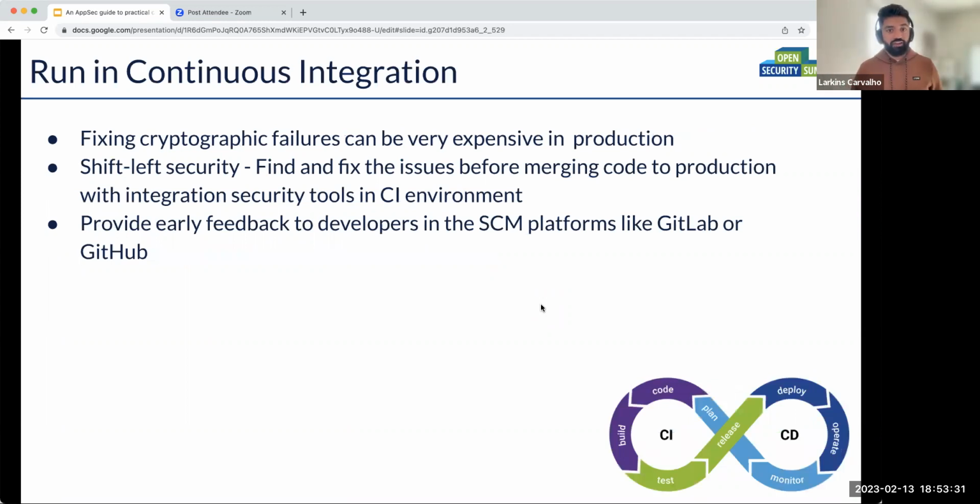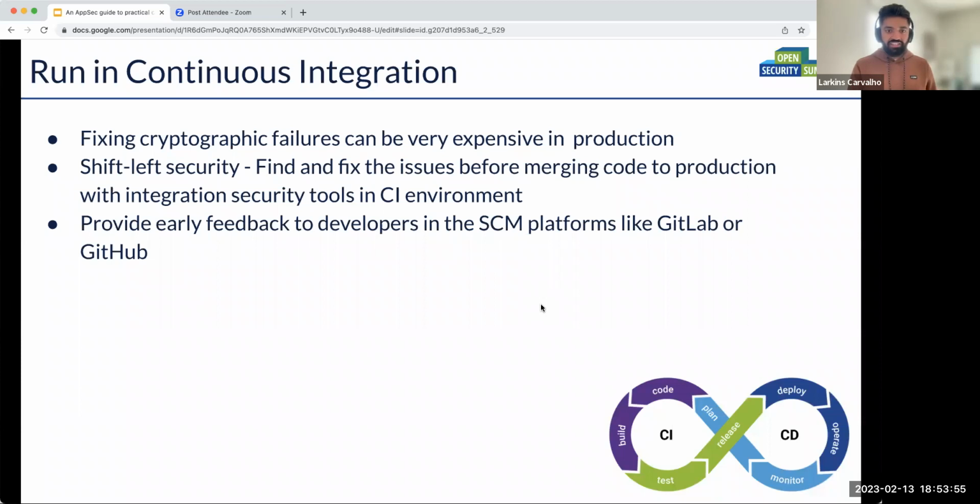Also, you can use static analysis tools to run in continuous integration in your CI pipelines. Fixing cryptography failures can be very expensive in production. So how can we get insights as soon as possible when developers are committing this code, when we are developing certain features? In CI integration, we need to keep this as close as possible to developers.